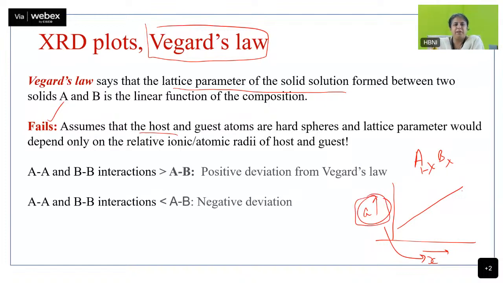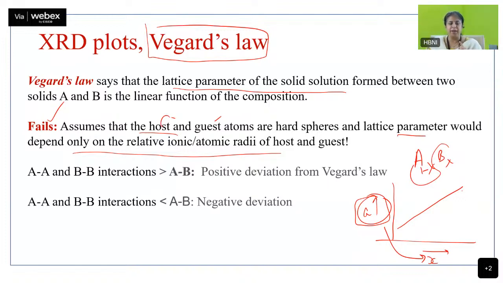Cell parameter ultimately depends, suppose I'm mixing B in A, upon the relative sizes of A and B, right? If A is a bigger ball, B is a smaller ball, then whenever I'm replacing A by B, the lattice parameter would shrink. If B is bigger, it will expand. So what is it assuming? It is assuming that host and guest atoms are hard spheres, hard balls, and the lattice parameter would depend only and only on their relative ionic or atomic radius.